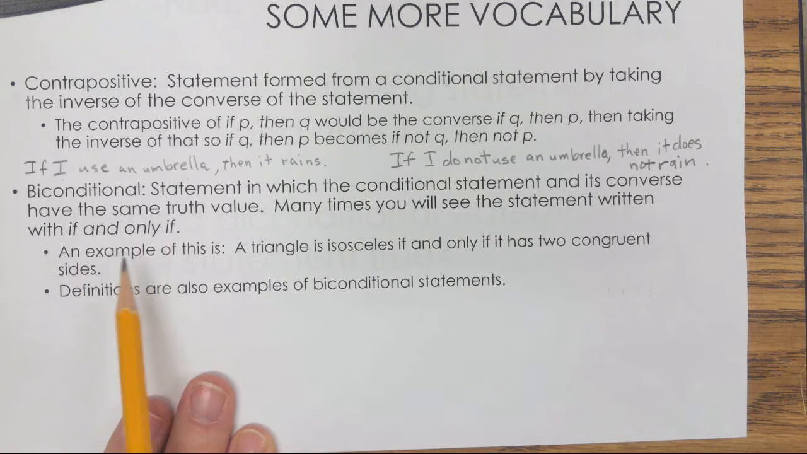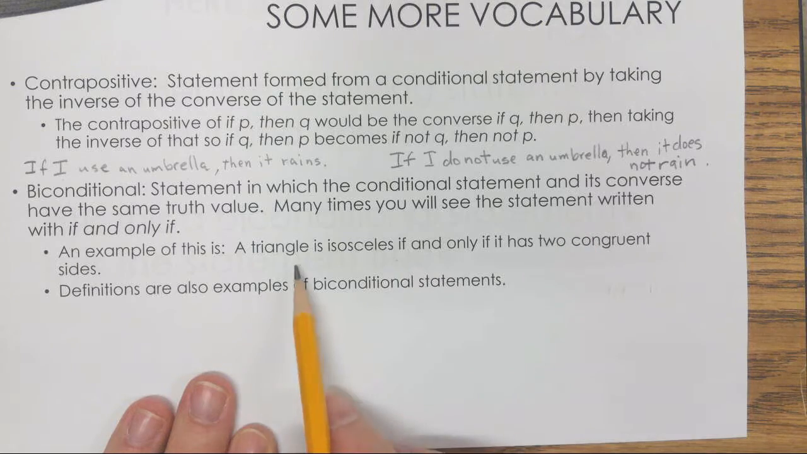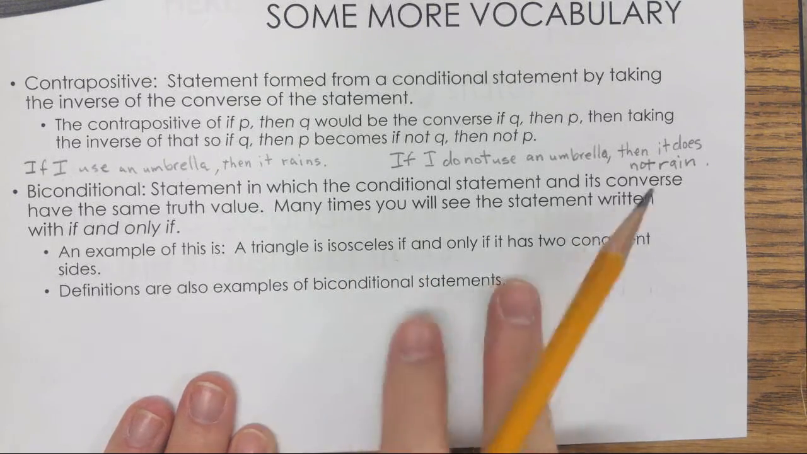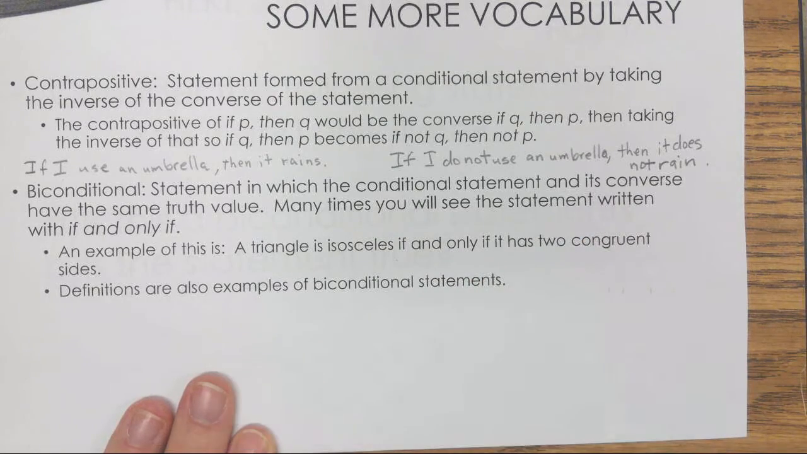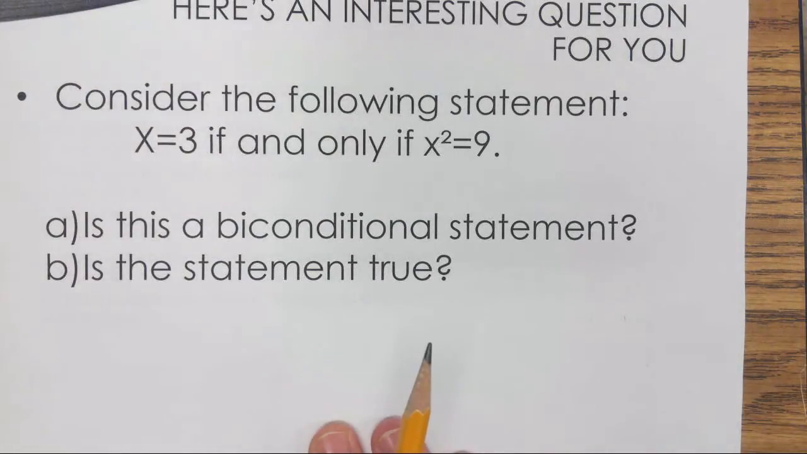Okay? So an example of a biconditional statement is a triangle is isosceles if and only if it has two congruent sides. So isosceles triangles have two congruent sides, we know that. But if I have a triangle with two congruent sides, then it has to be an isosceles triangle. So it's true both ways no matter how I read it. Okay? Like I said, definitions are examples of biconditional statements. Alright?